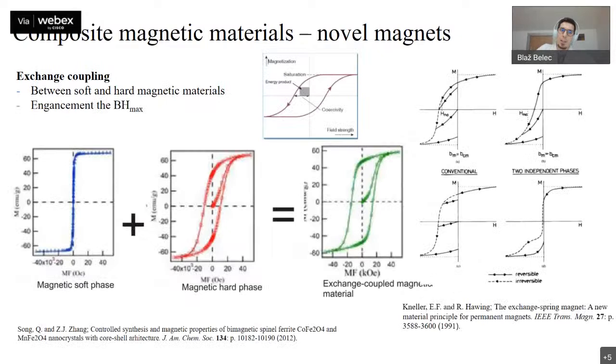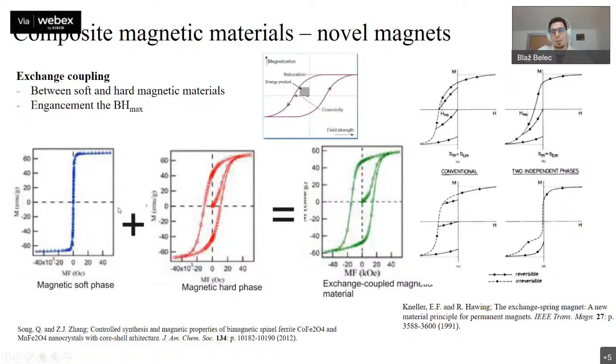The third case is the exchange coupling materials, so composites. These occur between the soft and hard magnetic materials. As I said, soft magnetic materials are those with low coercivity, quite modest remanent magnetization, and high saturation magnetization, compared to the hard magnetic, which have moderate or small saturation magnetization and quite high coercivity.